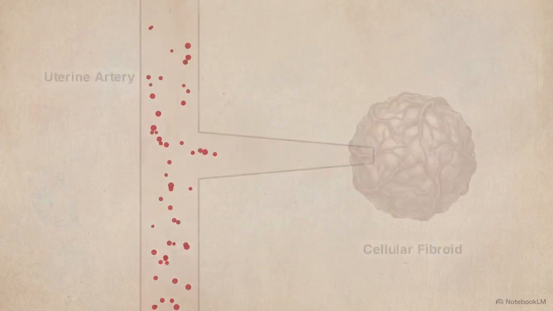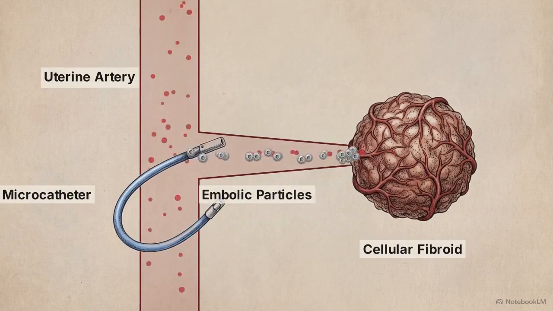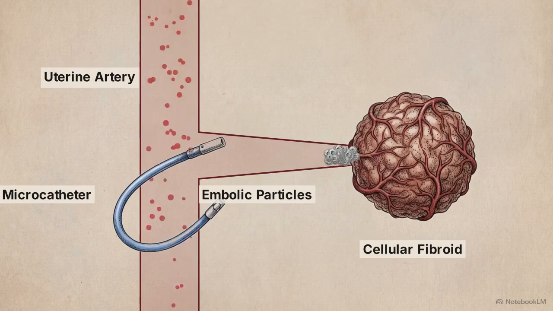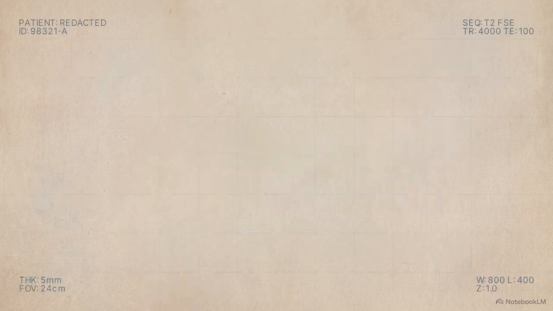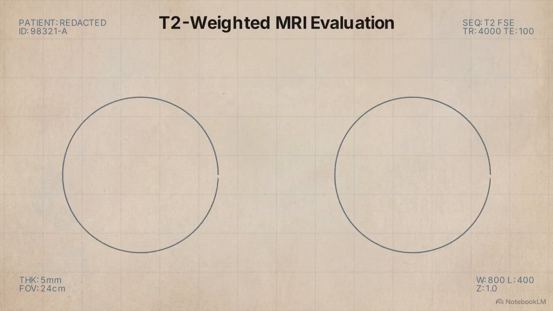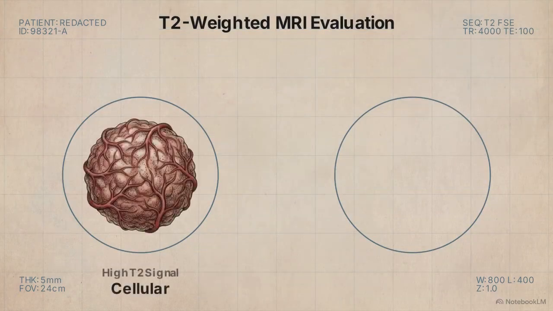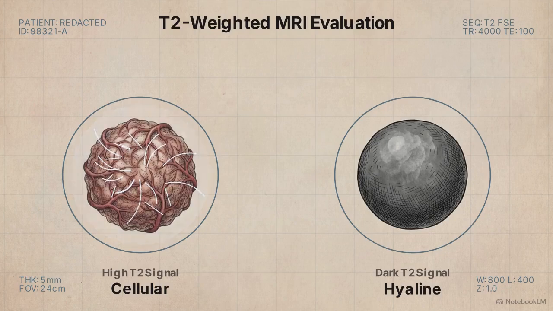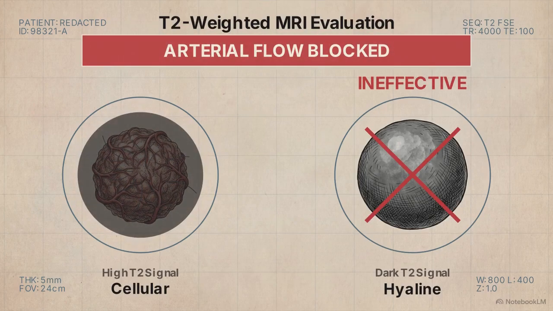Uterine artery embolization, or UAE, is an endovascular procedure that intentionally clogs the arteries feeding the uterus to infarct or starve the targeted tumor. This simulated MRI matrix uses T2 weighting to evaluate tissue water content, determining if starvation is possible. Cellular fibroids produce a bright signal, indicating high vascularity and reliance on arterial flow. By contrast, hyaline fibroids are dark, so attempting to starve them fails.